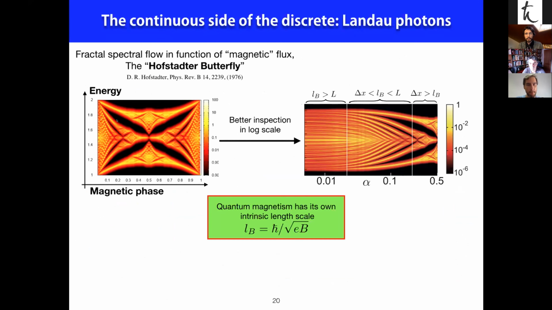But like Jonathan Simon, for instance, is now looking for this kind of physics, but on the edge. It's completely different, so you will get completely different physics there. You don't get this bound state on the edge.